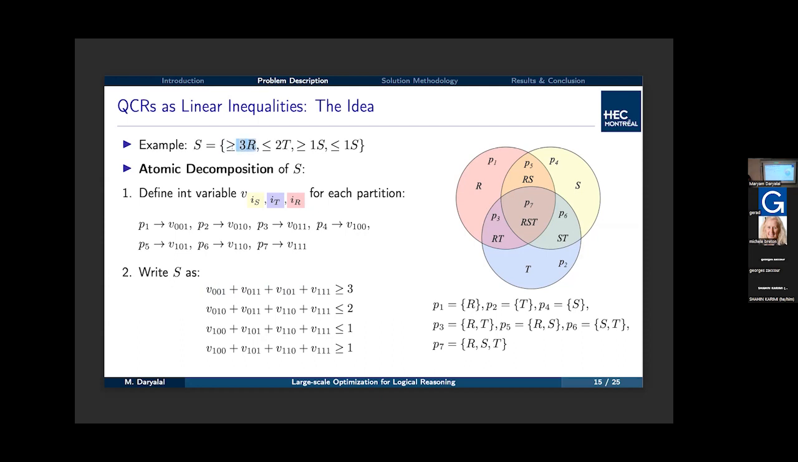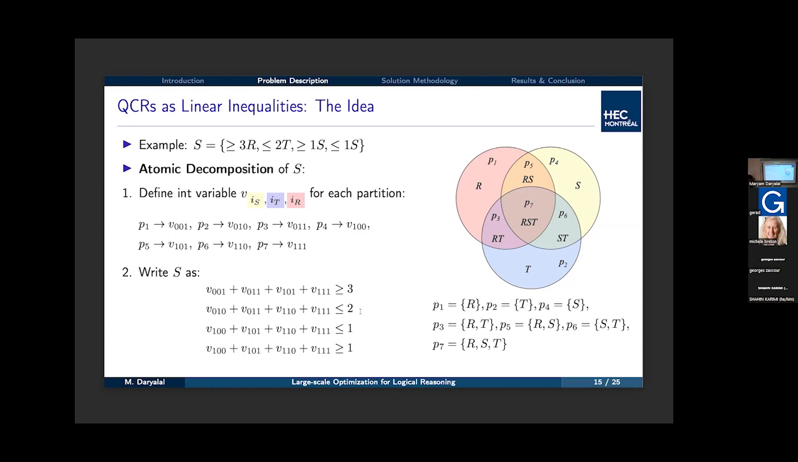So we were saying that this individual, whatever that is, should be greater than or equal to 3R. I should be able to find 3 instances that are in relationship with R. And that's what I'm doing here. I'm saying the number of members that have R in them. So that's why all of these have this index 1 here. It should be at least 3.